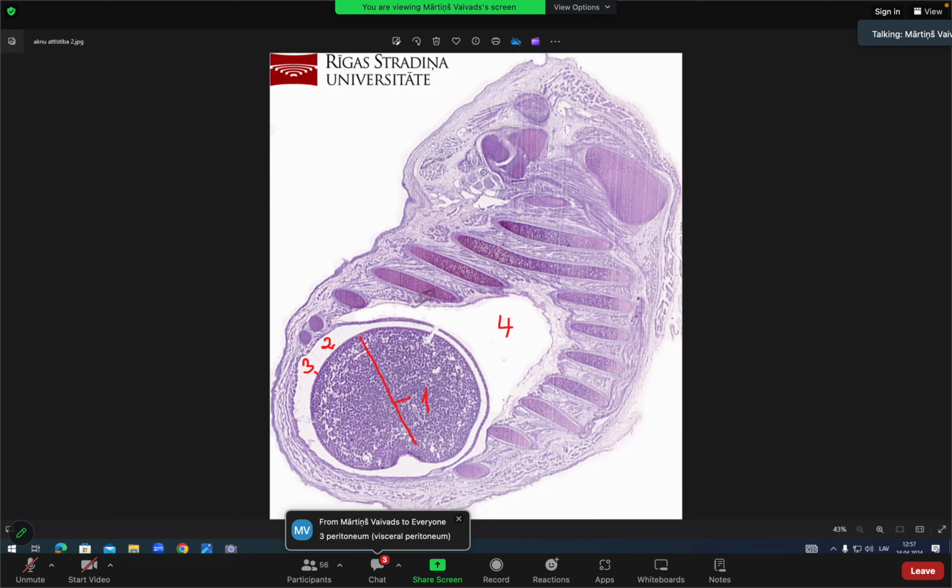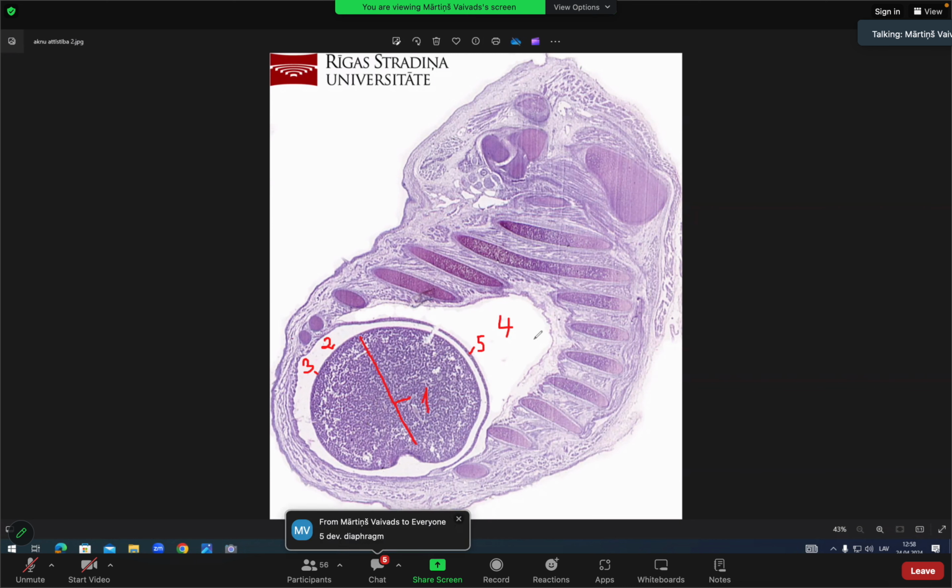Okay, what is this cavity? Number four. Thoracic cavity, good. And what separates the thoracic cavity from the abdominal cavity? Diaphragm, good. You can always write developing. For every structure, you can always write developing. So developing diaphragm. So diaphragm is here.